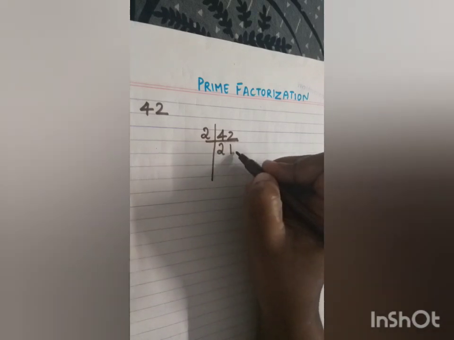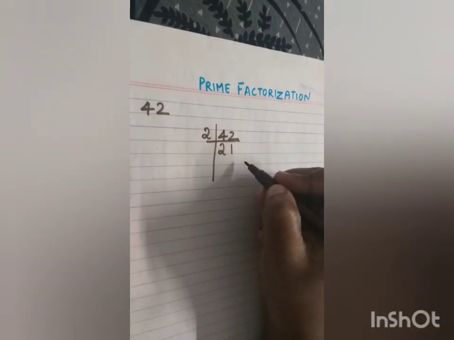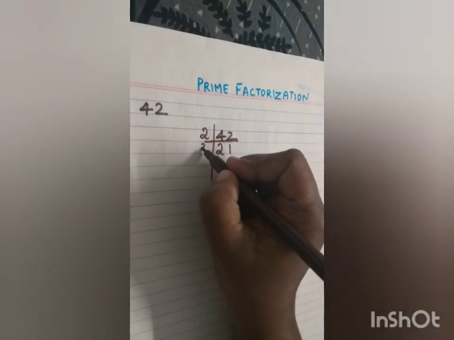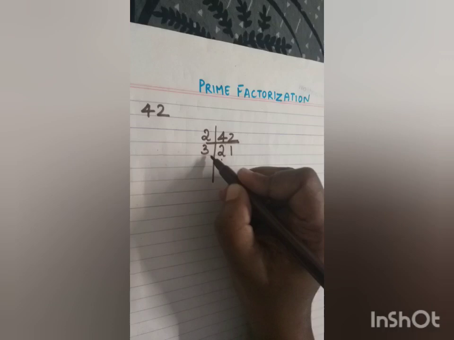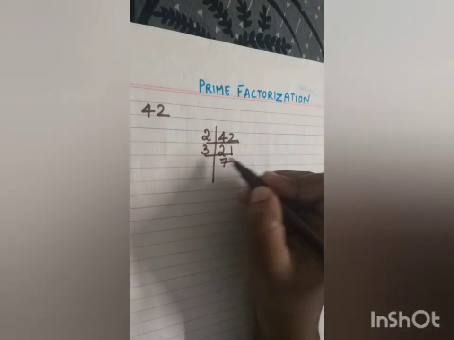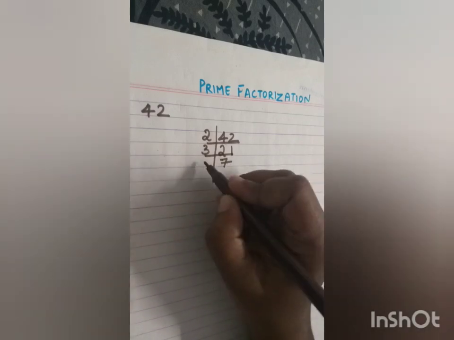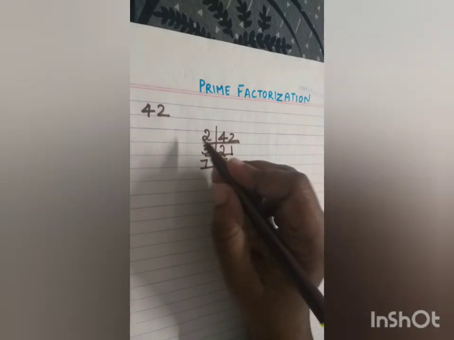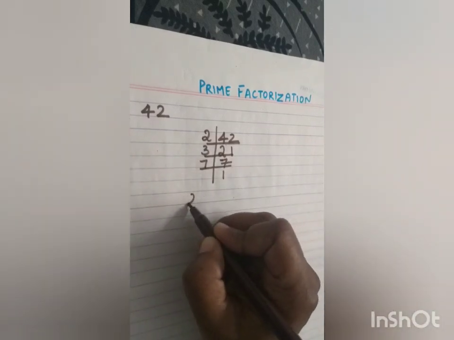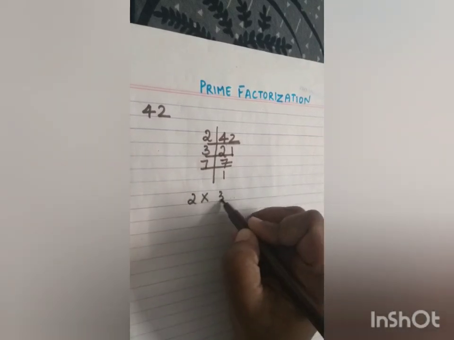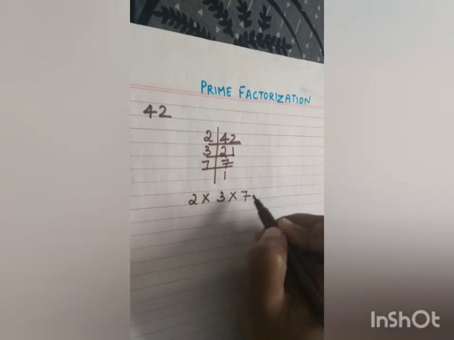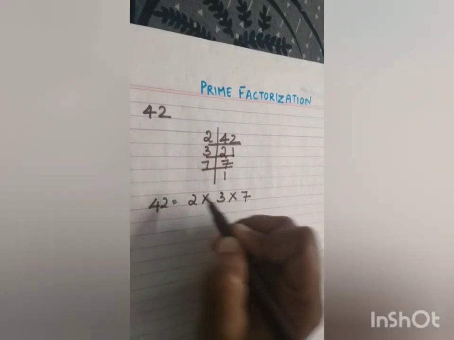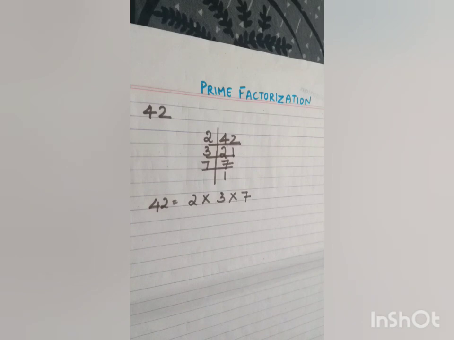Now, 21. 21 is not divisible by 2. So, the next prime number is 3. 3 7s are 21. Then the next number is 7. 7 is divisible only by 7. 7 1s are 7. So 42 can be written as the product of 2 into 3 into 7. Prime factorization of 42 is 2 into 3 into 7.